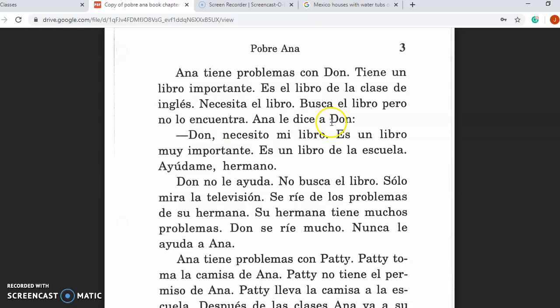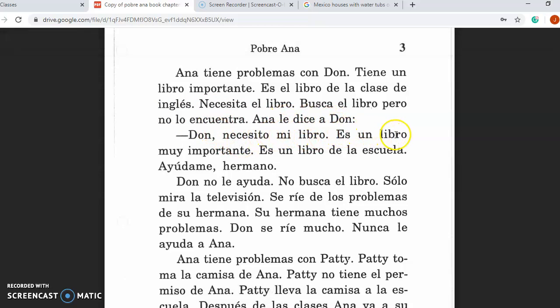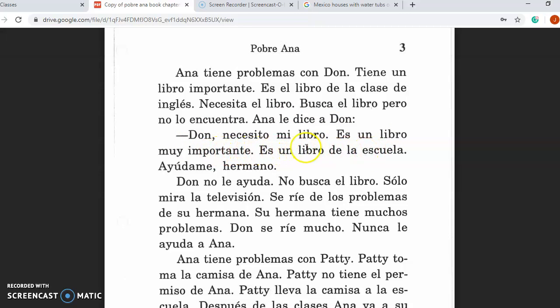Anna says to Don, says to him, Don, I need my book. It's a book, very important, or a very important book. It is a school book.